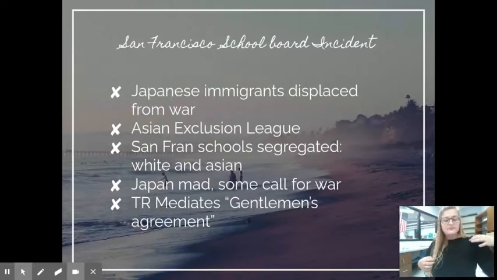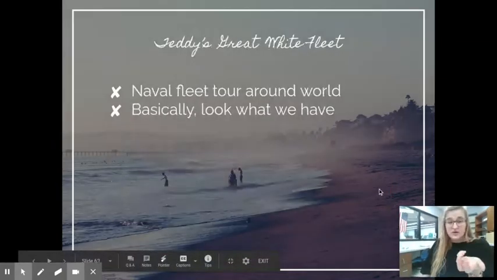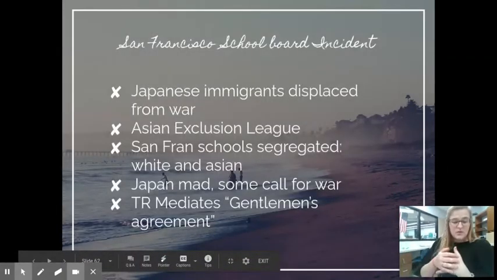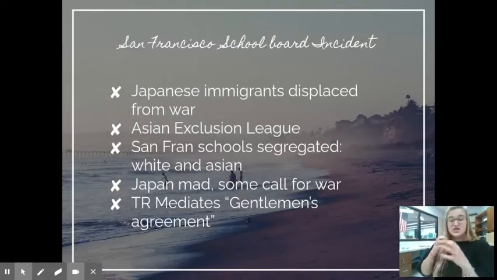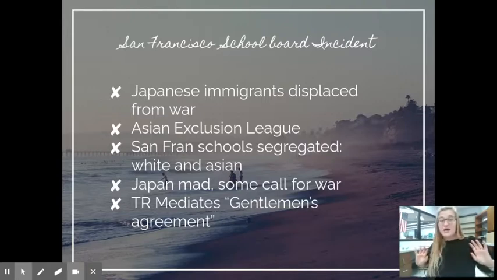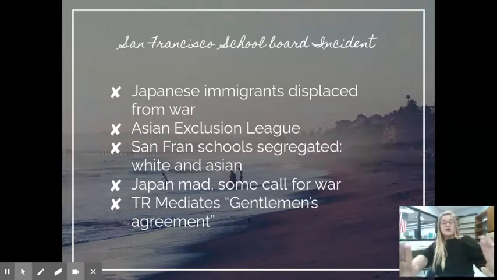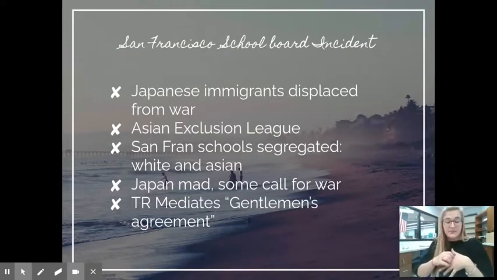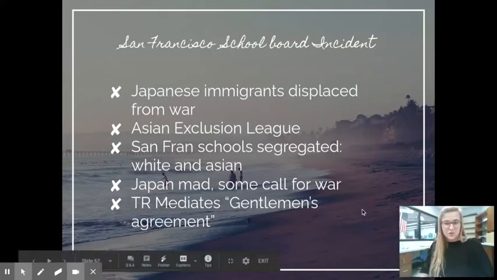So, he coerced Californians to repeal the order in San Francisco and accept what came to be known as the Gentleman's Agreement. So the Gentleman's Agreement was the Japanese stopped the flow of laborers to the United States. So we're going to stop having as many people immigrate, like a set amount that Japanese can come over. And then the Californians will not ban Japanese from public schools.